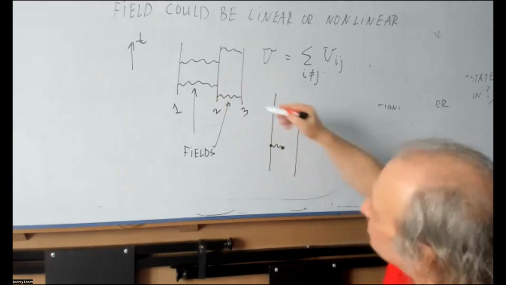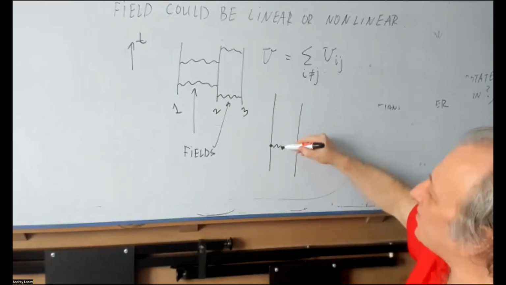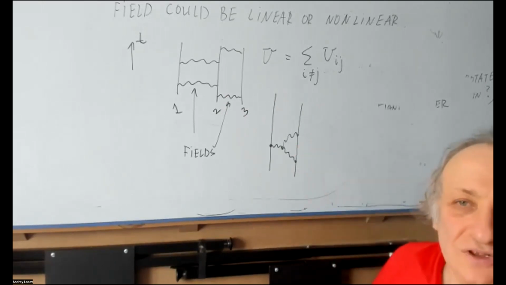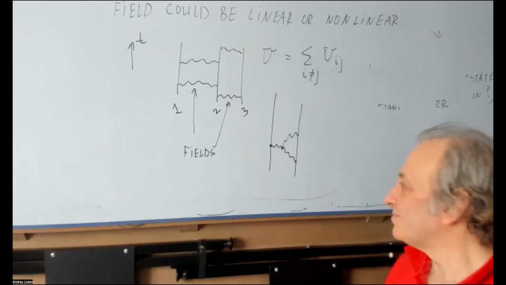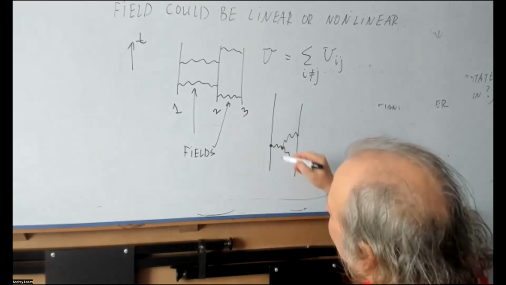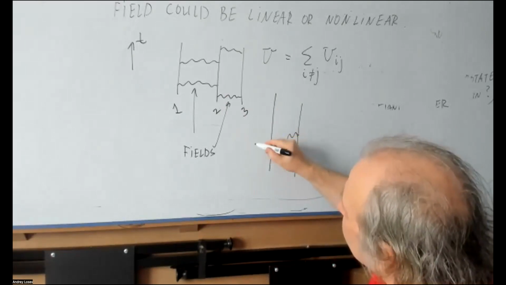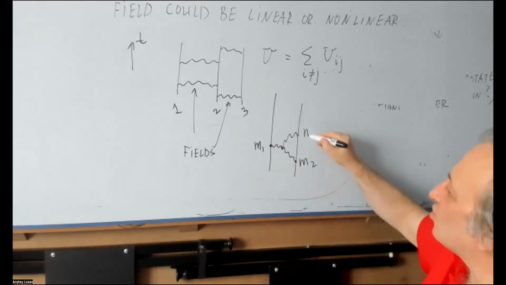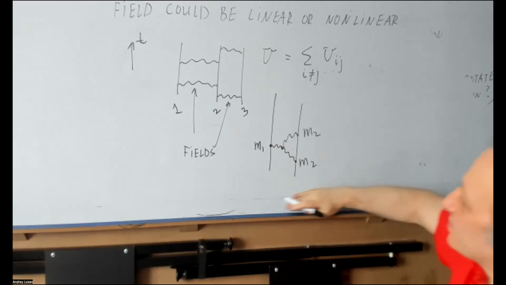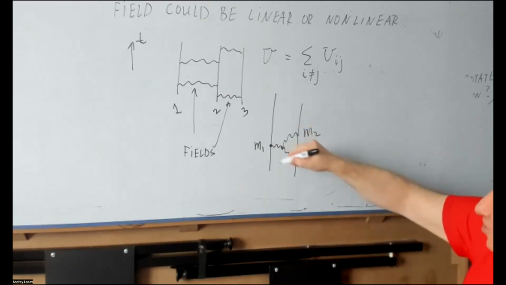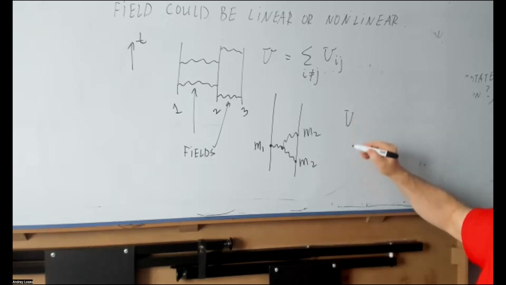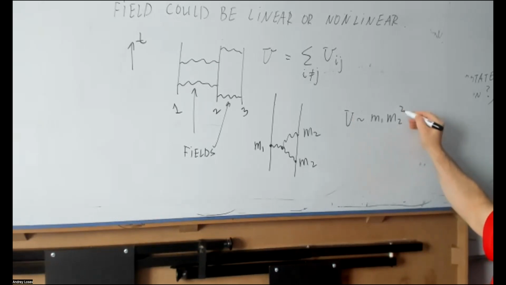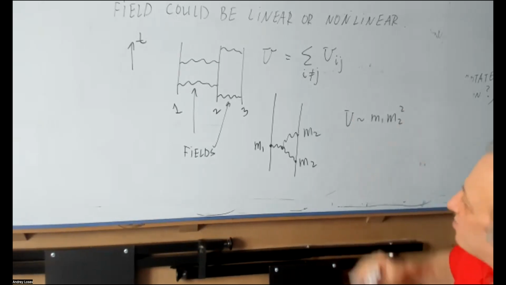Then these fields could be nonlinear, and graphically, it is something like this. So if they are nonlinear, we have the following interaction. Just imagine that the first interaction is proportional to M1. And here we have M2 and M2. So altogether, from this, we have a potential that is proportional to M1, M2 squared.